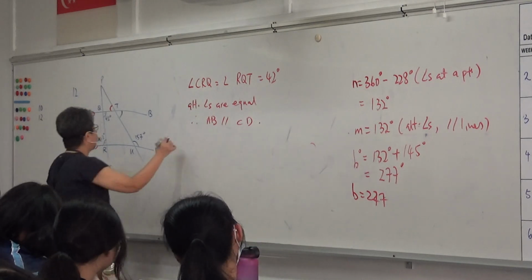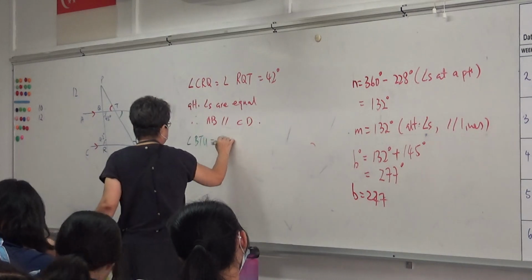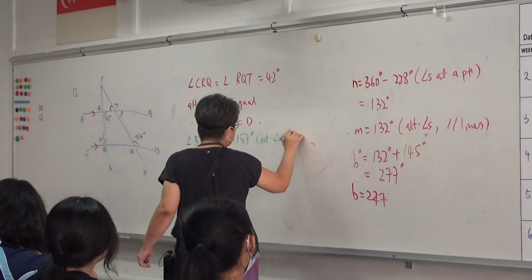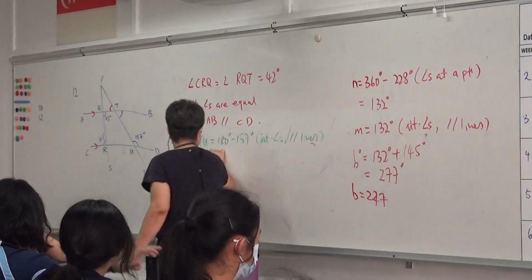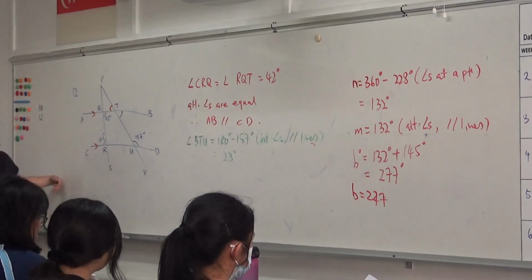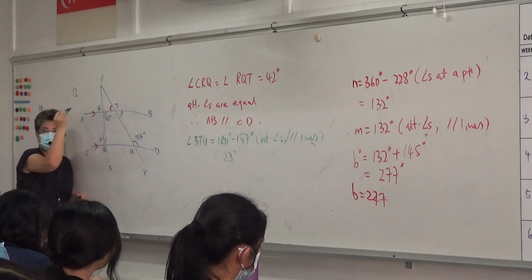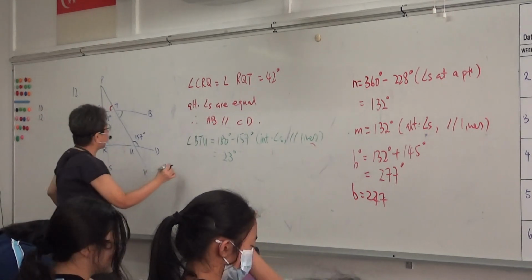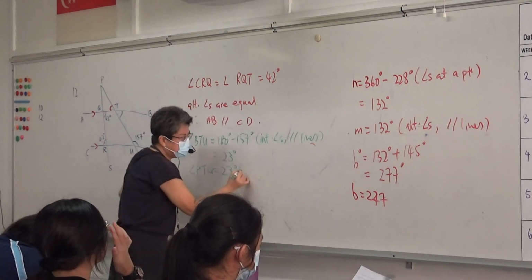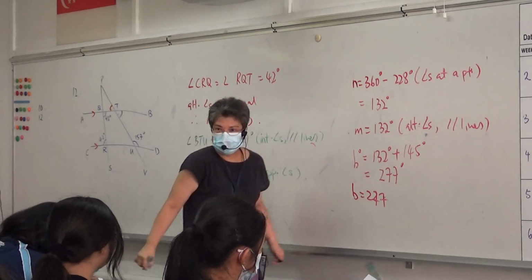Interior angles, very good. So, angle PTU will be 180 minus 157. Interior angles, parallel lines. This will be 23 degrees, am I right? Is this 23 degrees? Then, what are these two angles? Vertically opposite. So, angle PTQ will be 23 degrees because of vertically opposite angles.